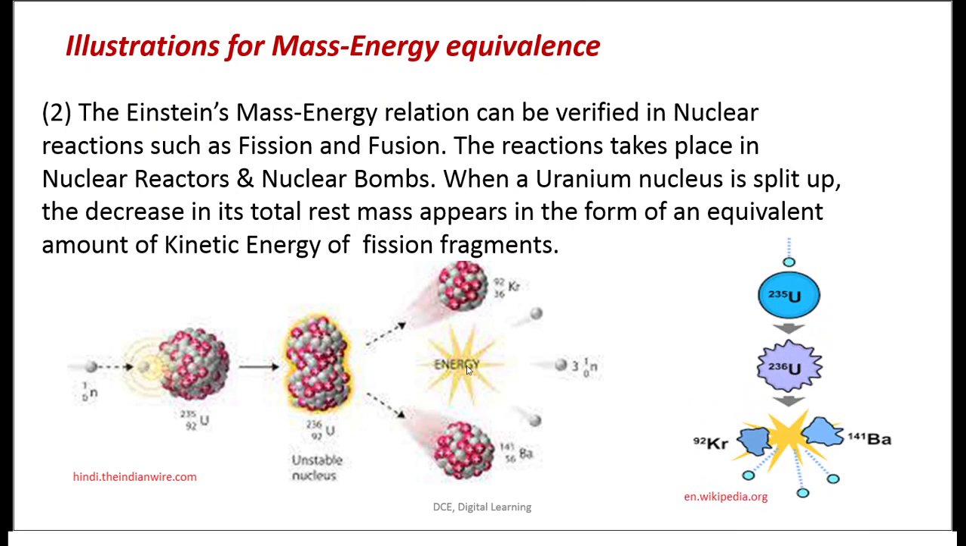So in the other way, when uranium 235 is bombarded with a neutron, we get a critical nucleus here that is dividing into two product elements, krypton and barium, with the release of neutrons and also energy. So here mass is converting to energy.